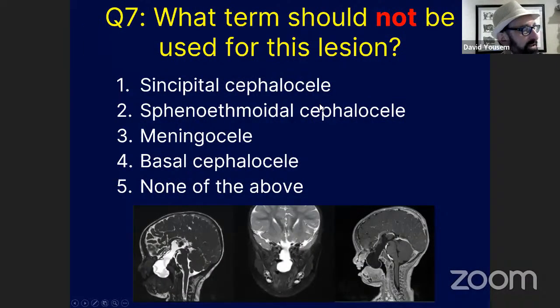What term should not be used for this lesion? Sincipital cephalocele, sphenoethmoidal cephalocele, meningocele, basal cephalocele, or none of the above? They're all good. So which of these is the inappropriate term for this lesion? They all apply to this lesion.